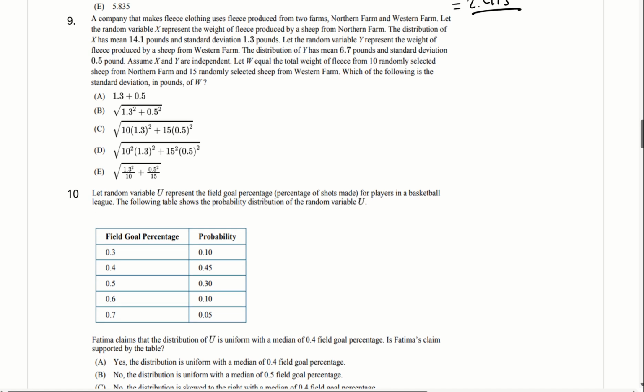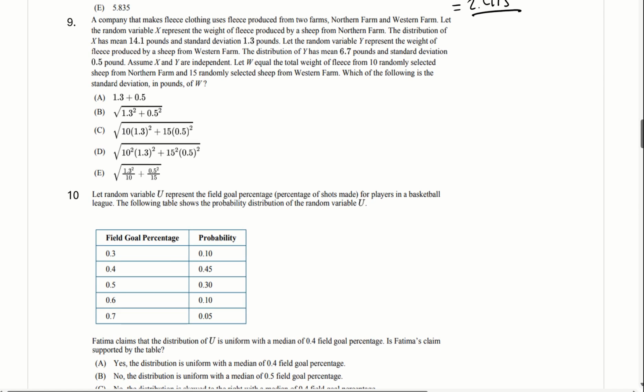A company that makes fleece clothing uses fleece produced from 2 farms. Let the random variable x represent the weight of fleece produced by a sheep from Northern Farm. The distribution of x has mean of 1.41 pounds and standard deviation of 1.3 pounds. Let the random variable y represent the weight of fleece produced from Western Farm. The distribution of y has a mean of 6.7, standard deviation 0.5. Assume x and y are independent.